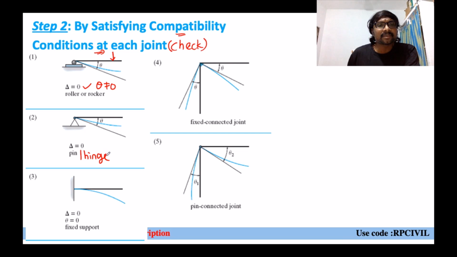Whenever this hinge support or pin support is there, under this vertical loading, what will happen? It will allow rotation only. It will not allow vertical deformation. So vertical deformation is 0 and theta is non-zero.